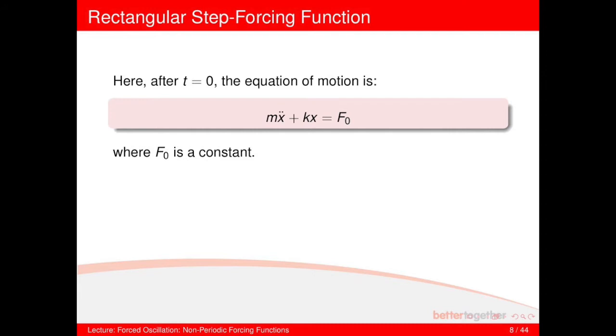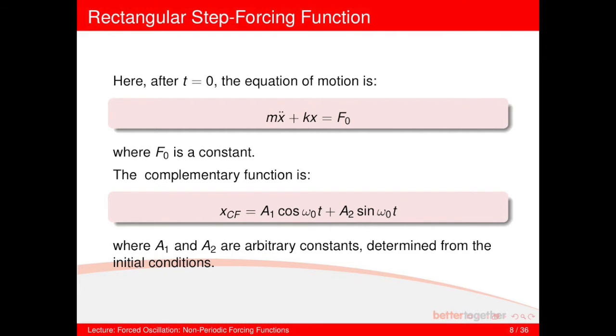Okay. And so we know that our complementary function is the free response of an undamped system, which looks like this. That's the alternative form, in terms of cosine and sine. A1 and A2 are just arbitrary constants. We'll find them in due course, depending on our initial conditions, but at the moment, let's leave them as A1 and A2.